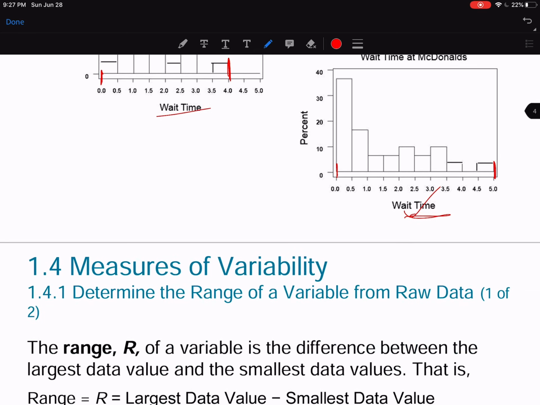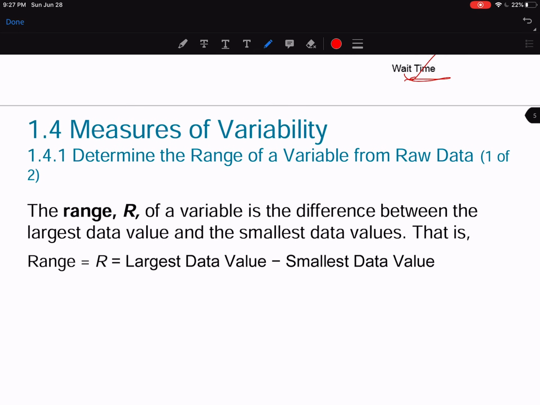So first of all, let's take a look at a new definition called the range. So the range R of a variable is the difference between the largest data value and the smallest data value. That is, the range capital R is equal to the largest data value minus the smallest data value. So basically, if you want to find the range of a data set, you just need to find the largest number and then find the smallest number. The difference between them will give you the range.